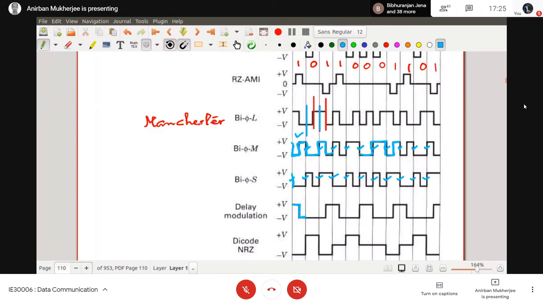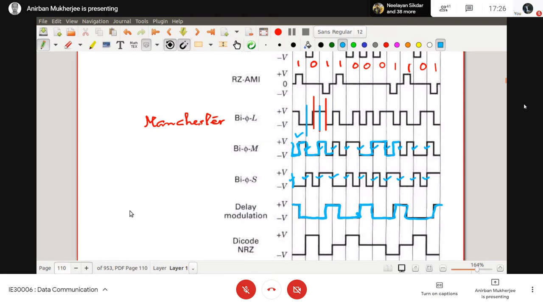Yeah, fine. 0, no transition. 1 means again midpoint transition. 1 means again midpoint transition. 0 means no transition. But if there's another 0, that means 2 consecutive 0s, then it is a transition. Then again 0, 2 consecutive 0s are there, so again it is a transition. Then 1 means midpoint transition, like this. Again 1 means midpoint transition. Then 0 means no transition. And again 1 means midpoint transition. So this is about the delay modulation.